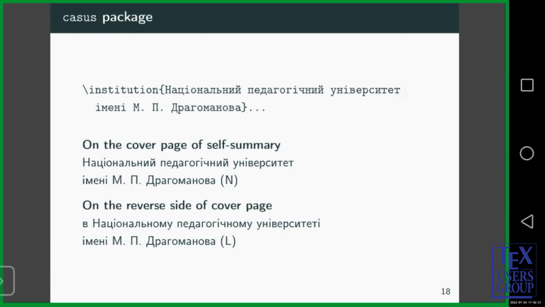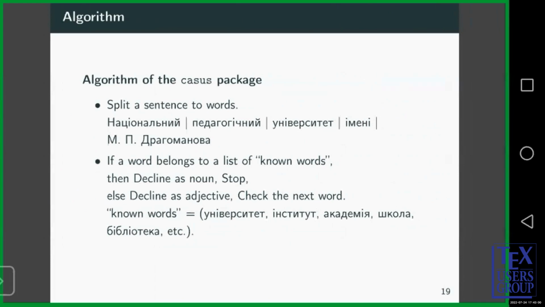So vakthesis contains a command for the institution. The mandatory argument is the name of the institution, and then a special package, casus, computes all the forms of the name of the institution and uses them. So vakthesis can use different forms in different parts of the thesis. Briefly, the algorithm of this package is the following.